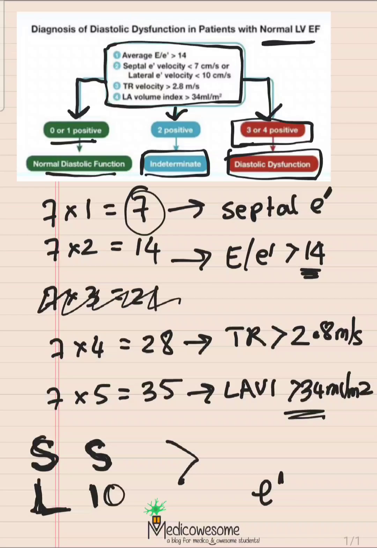So if you have someone with LV hypertrophy and they have septal E prime less than 7 or lateral E prime less than 10, then that makes you think of diastolic dysfunction. Maybe it's not athlete's heart, maybe you're dealing with something like HCM. So that helps me remember that for the E prime velocities, if it's less than the number, that's one of the criteria for diastolic dysfunction.